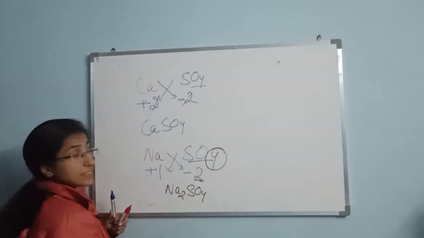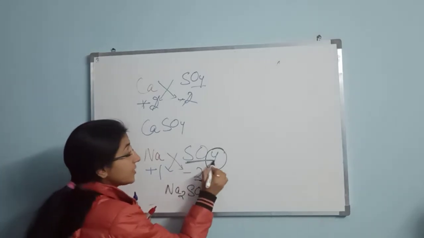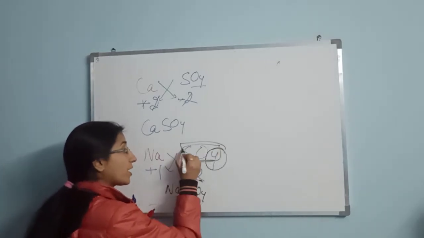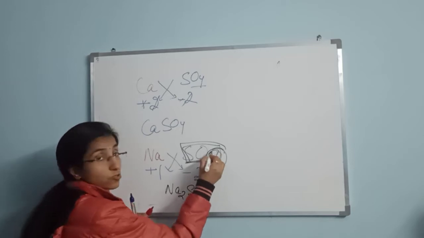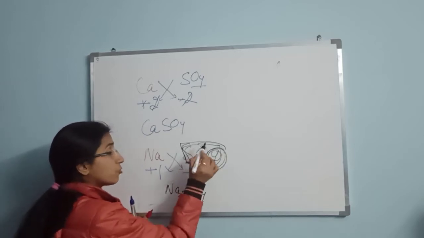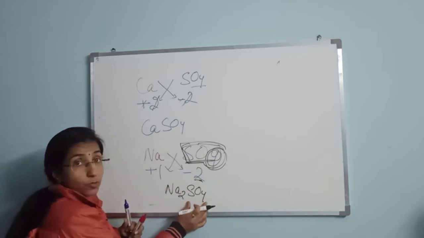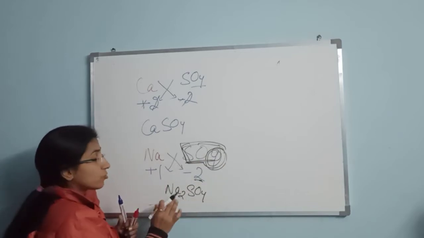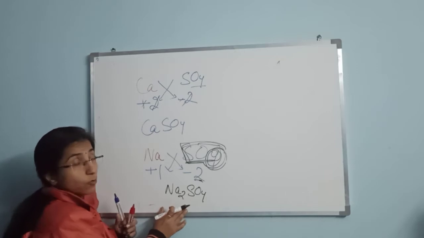This doesn't make any sense, because here it is the polyatomic ion. SO4 means 4 is not the valency here. Fine. So the formula for the sulfate is SO4. So for the whole you are supposed to write it. Fine. So the formula for the sodium sulfate will be Na2SO4.